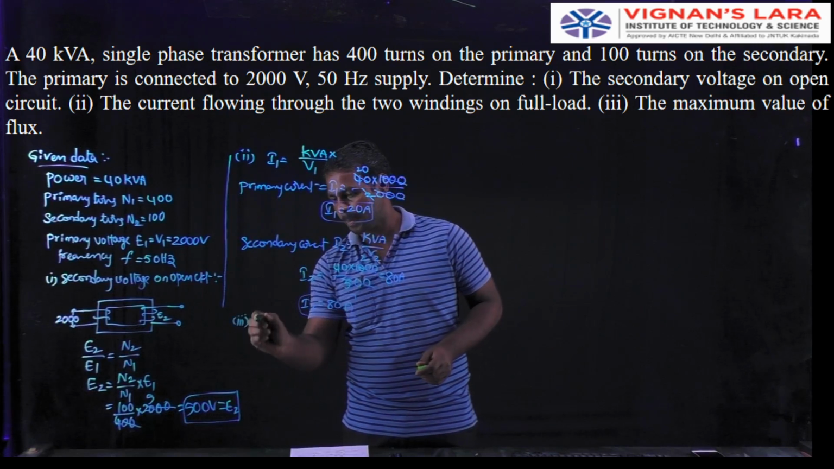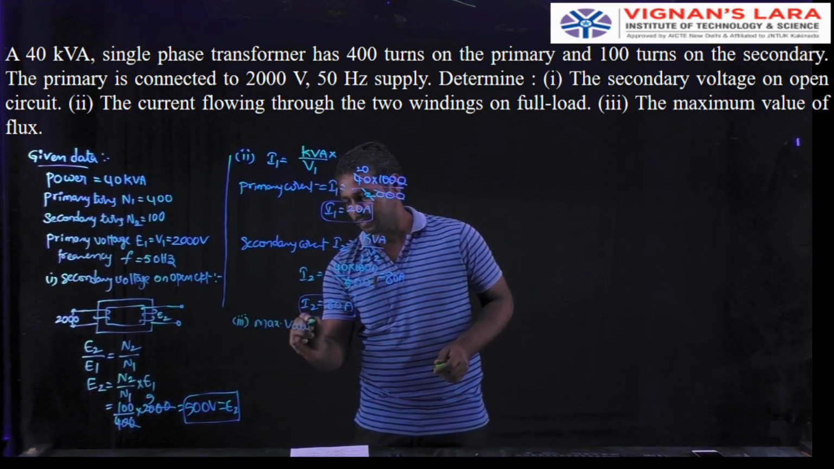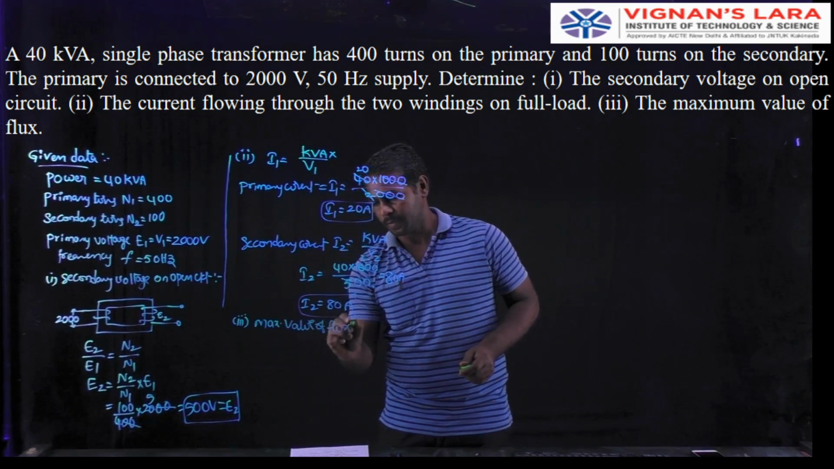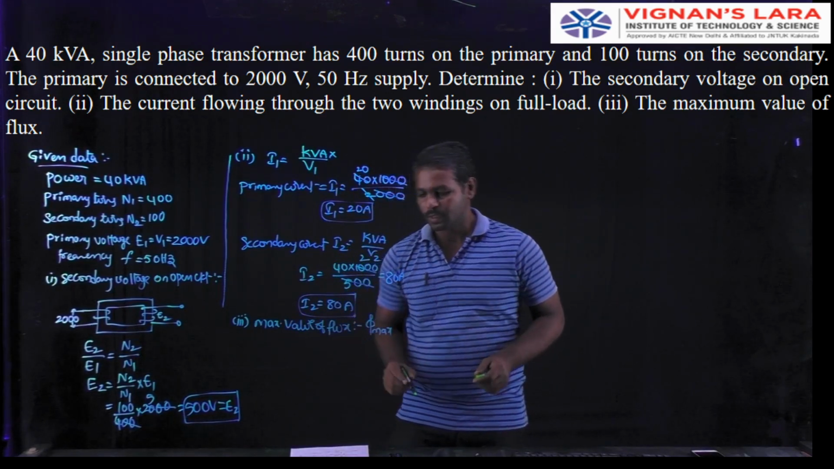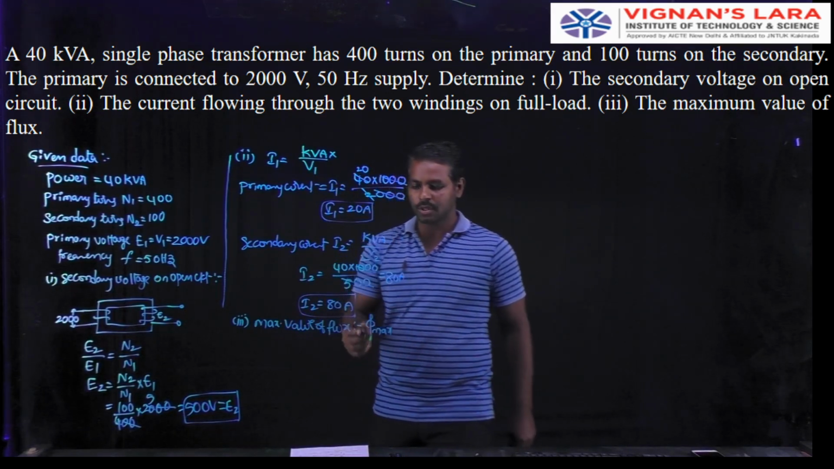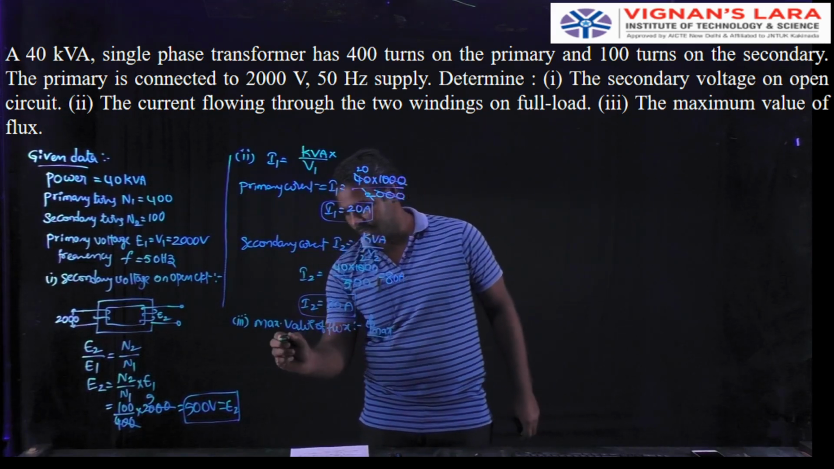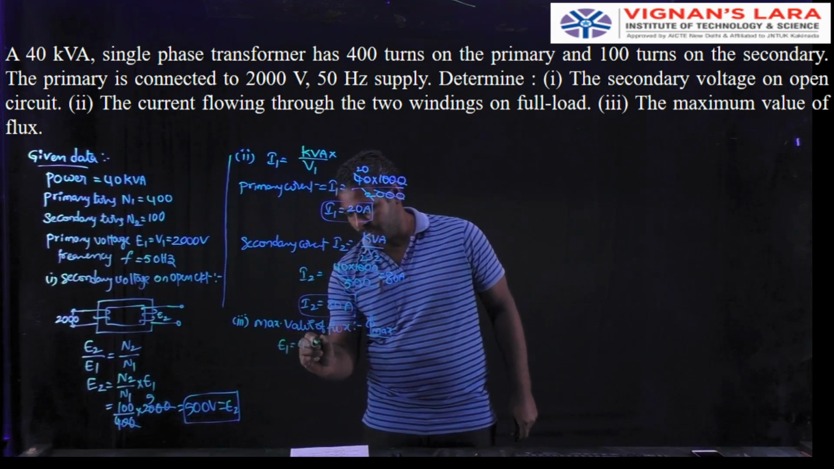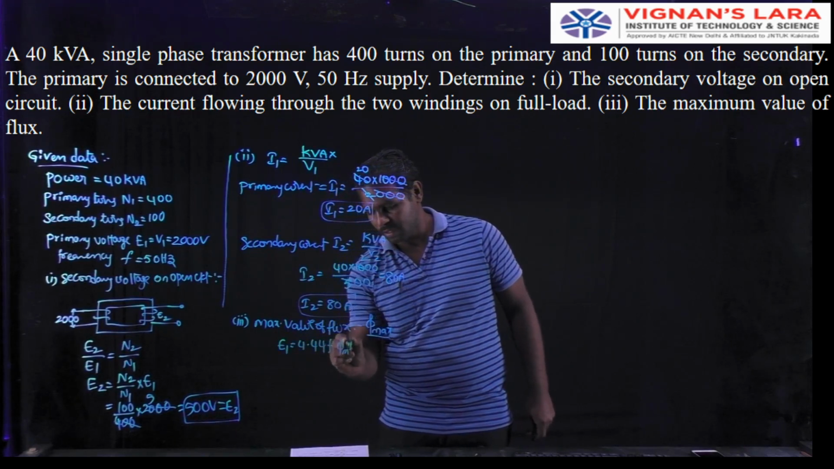Third one is maximum value of flux, that means phi max. So this parameter is always related to the EMF equation of a transformer. E1 is equal to 4.44 into F into phi m into N1.